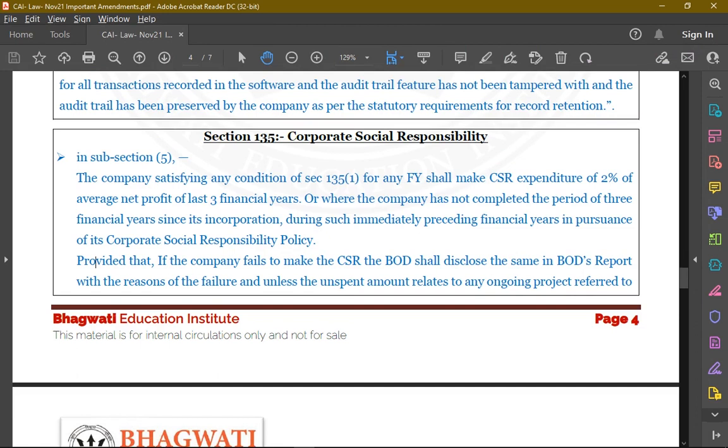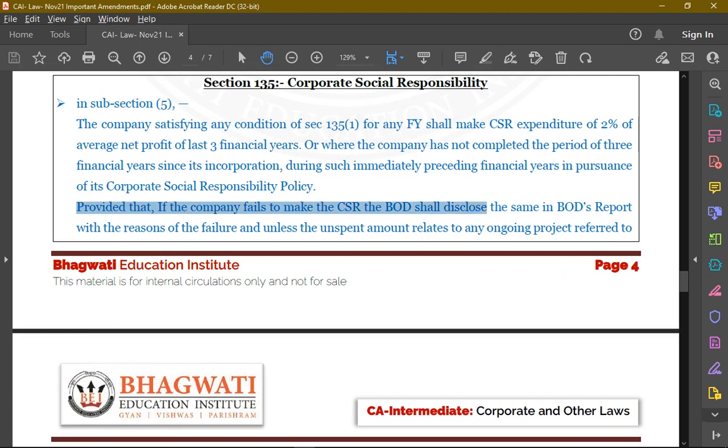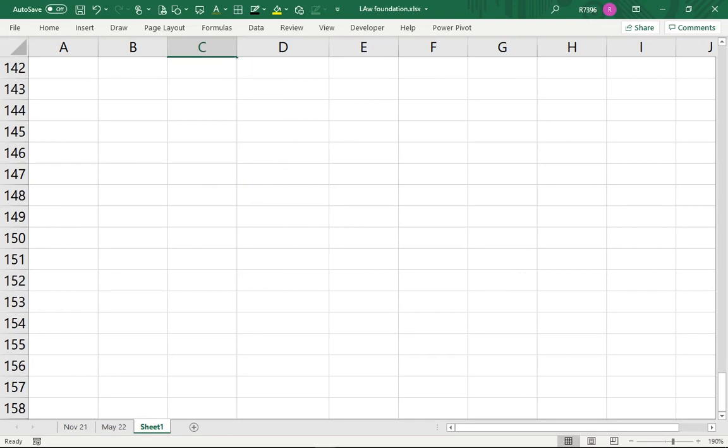It says that provided that if the company fails to make the CSR, this is very important in the major amendment taken place over here. What it says, if the company fails to make the CSR, the board of directors shall disclose the same in the board's report with the reasons of the failure. Now till this the provision is the same, that if company could not spend those CSR amount on the different projects, now then what to do here? Now this concept, write down if you are noting it out, this concept is categorized into two parts.